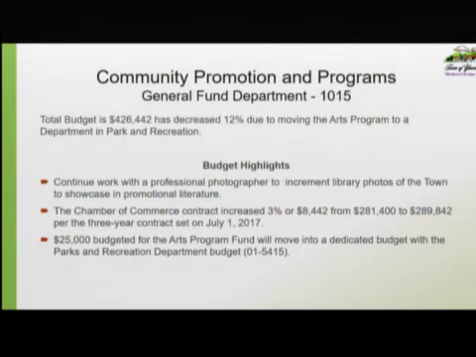We also had an increase in the Chamber of Commerce contract, 43%, and this is as stated in the contract that we have with them. And the major change here is that the art programs fund has moved from this particular budget to Parks and Recreation. So that's why you see a large decrease in the budget from year to year.